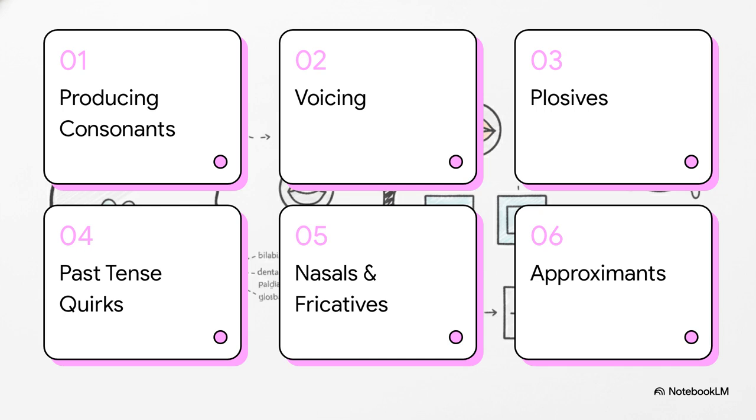Here's our roadmap for today. Number 1, how we produce consonants. Number 2, voicing, vibrate or not. Third, plosives, the explosive sounds. Fourth, the quirks of past tense verbs. 5, nasals, fricatives, and affricates. And lastly, approximants, the smooth sounds.